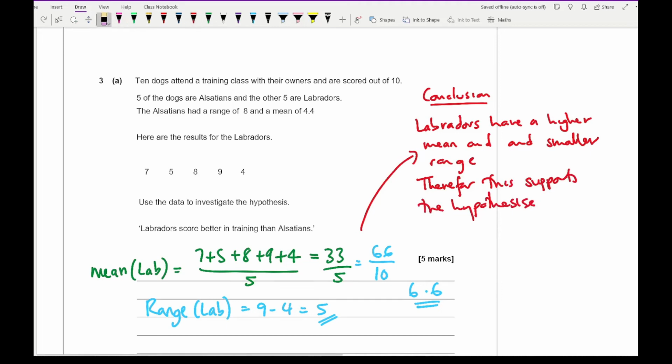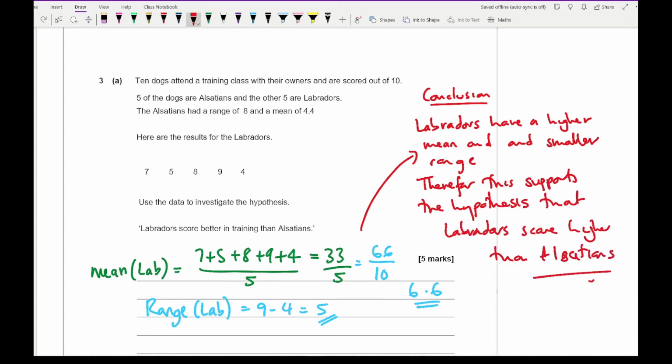That Labradors score higher than Alsatians. So something along those lines would be fine. For 5 marks, that's very generous, but I would say you're probably looking at 2 marks for calculating the mean, 1 for the range, 1 mark for commenting on what you can see compared to the Alsatians, and then 1 mark for saying whether it supports or goes against the initial hypothesis.